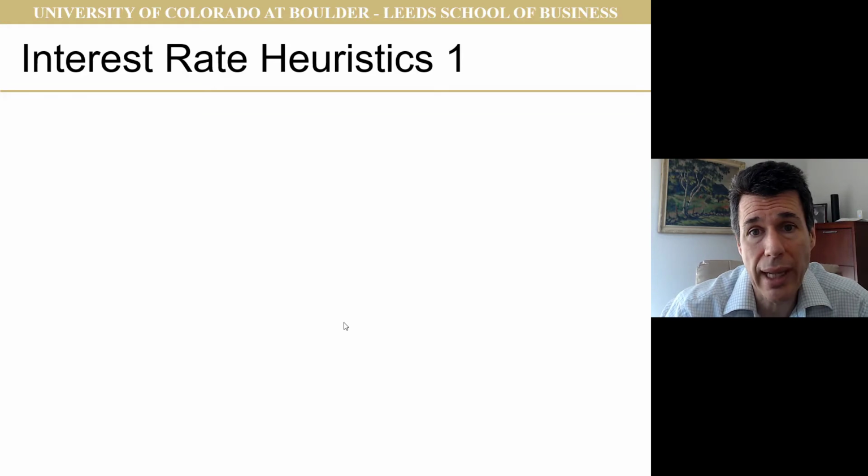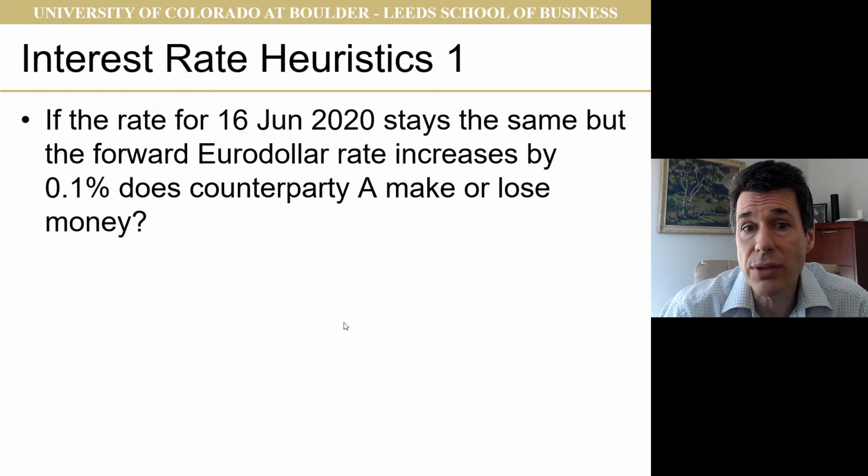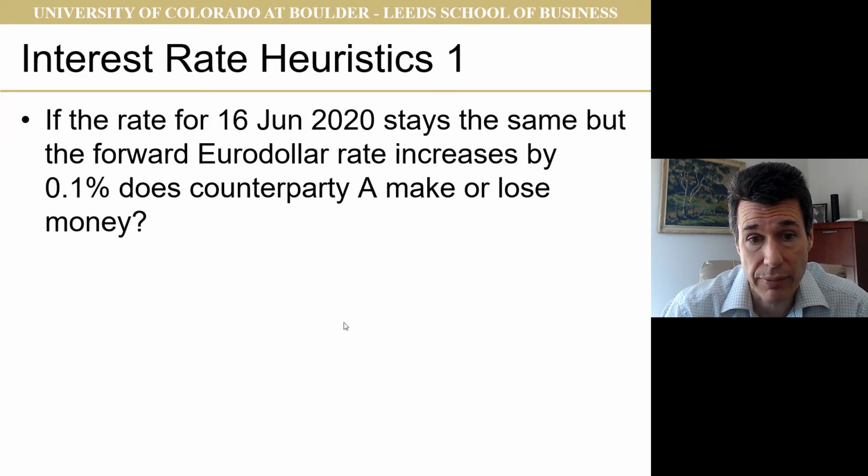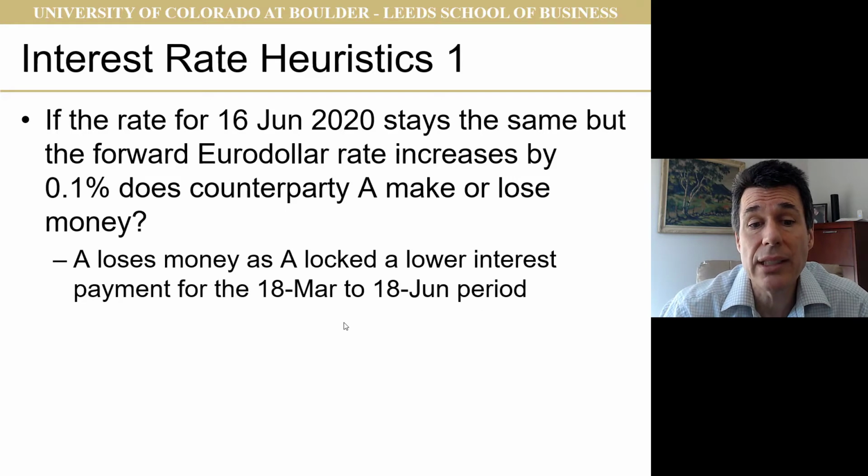So some heuristics here about the interest rates. Let's think about what happens when interest rates change. So if the rate for 16th of June 2020, that's the end date of this FRA, stays the same, but the forward Eurodollar rate increases by 10 basis points, does counterparty A make or lose money? Well, if the fair rate goes up, then they lent at too low a rate, right? They've locked in too low a lending rate, in which case they lose money.